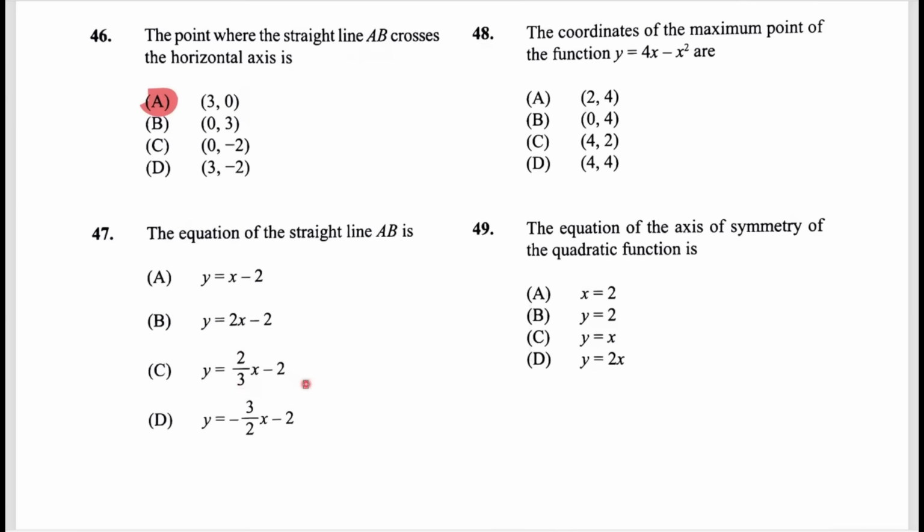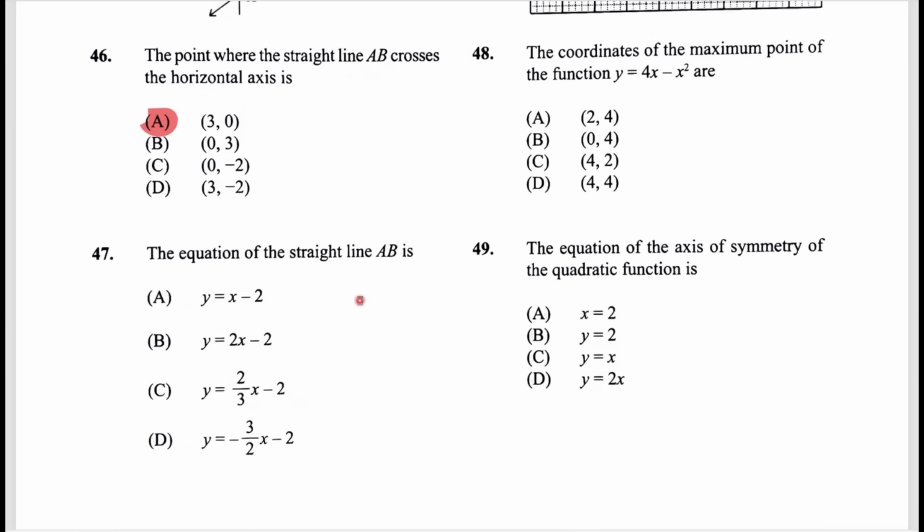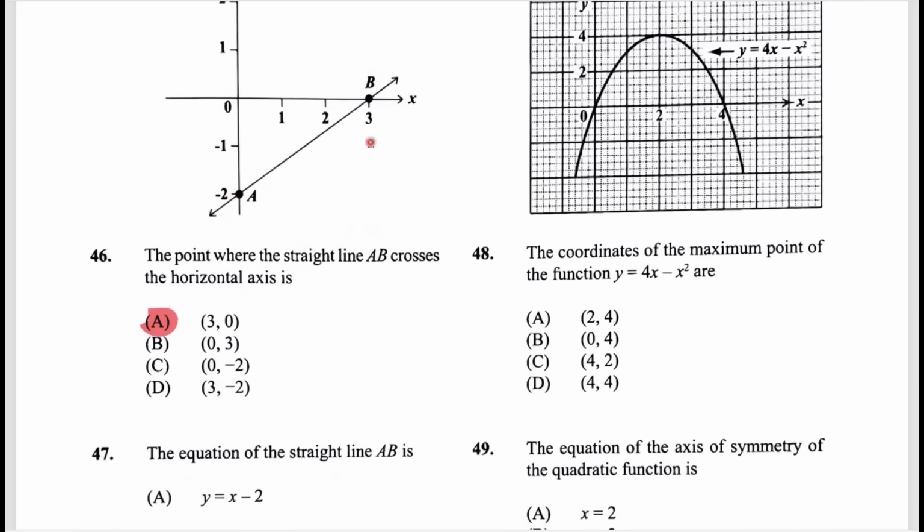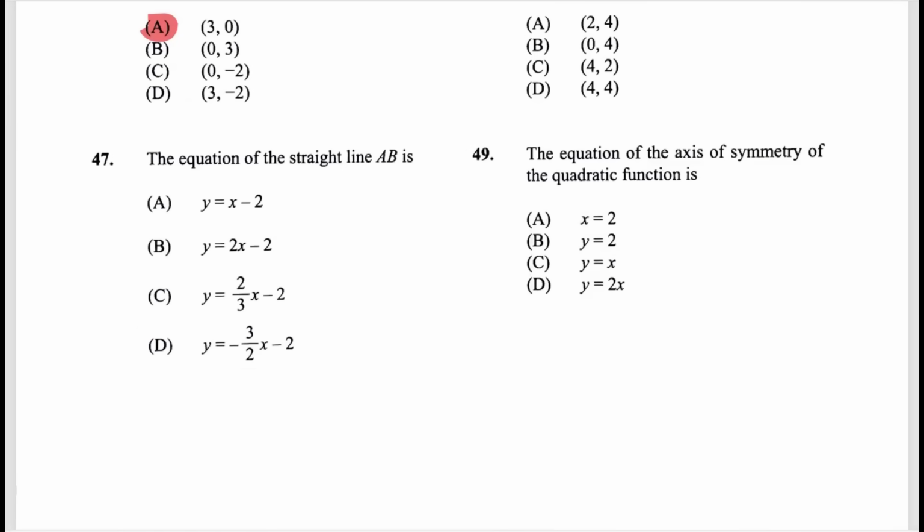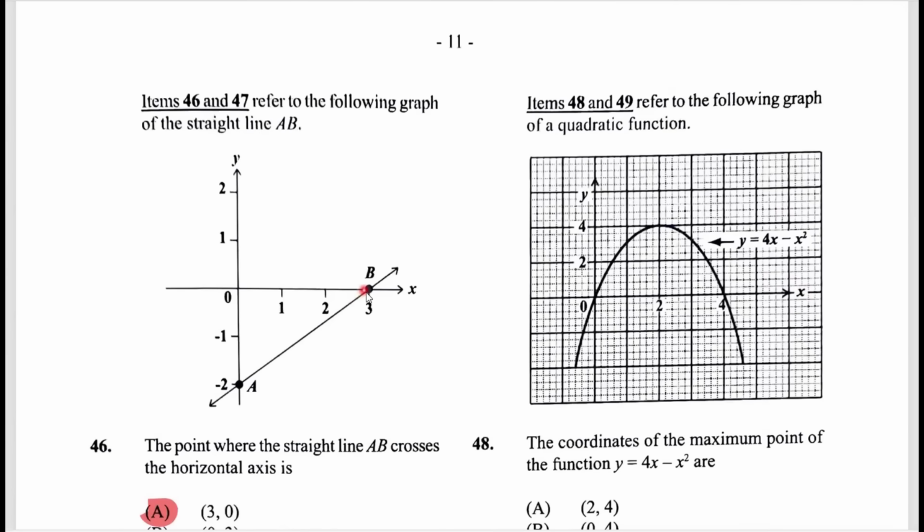47. The equation of the straight line AB is. So we had to get the gradient. All right, so we're going to do that now. What is the gradient of that line? So gradient, that's m. m is your change in y over your change in x. The change in y, if I make this triangle here, your change in y will be what?